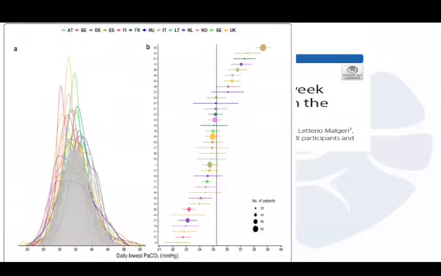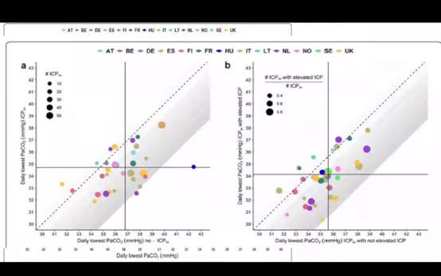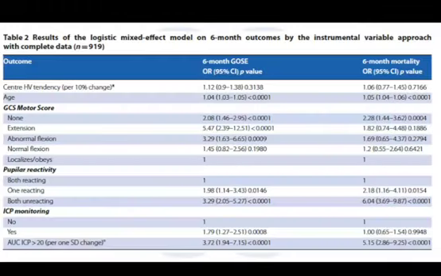And this is another analysis of a CENTER-TBI study. Even in this case, you will see, now you know this caterpillar plot. So these are the different centers. Look how much variability there is in the use of hypocapnia, of hyperventilation, even in patients with ICP monitoring or without ICP monitoring.